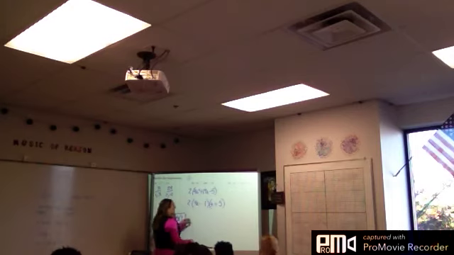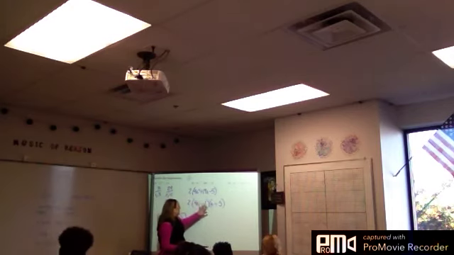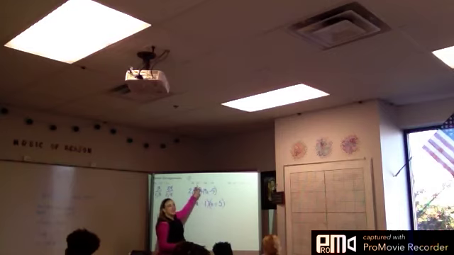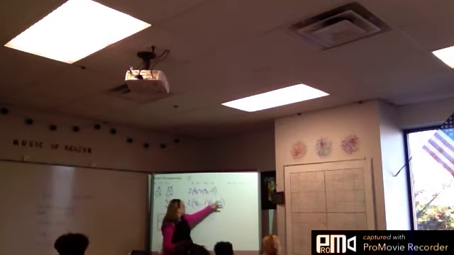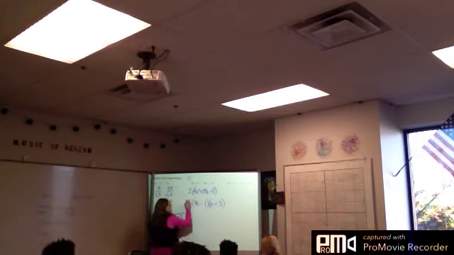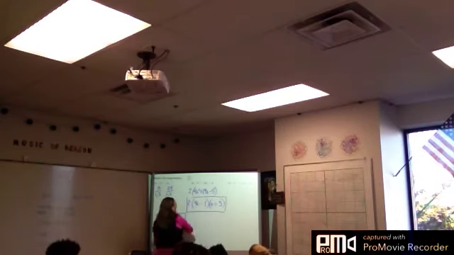Because if I factor that, I get 4t squared, I get 20t minus t, which would give me 19, and I get negative 1 and 5, which would give me negative 5. This is the factored form. I can't take it any further.